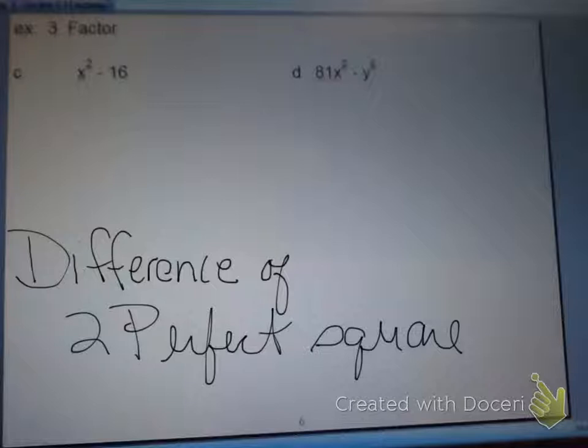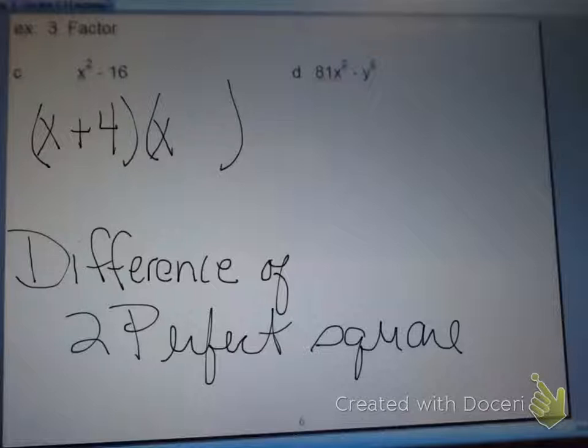Think of the minus sign in between the two terms as the last sign. What gives you a negative answer? A positive and a negative. The square root of x squared is x and x. And the square root of 16 is 4 and 4.